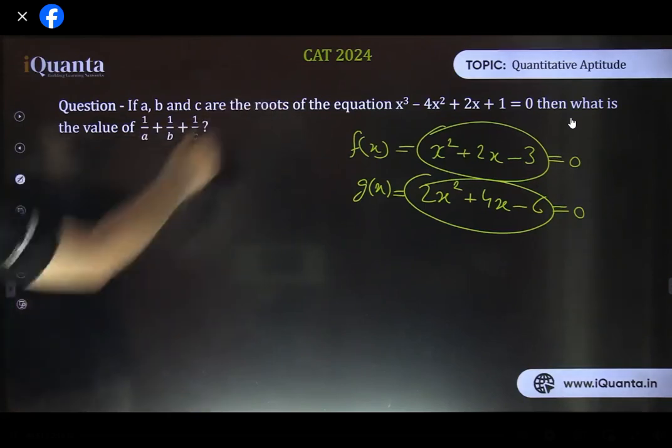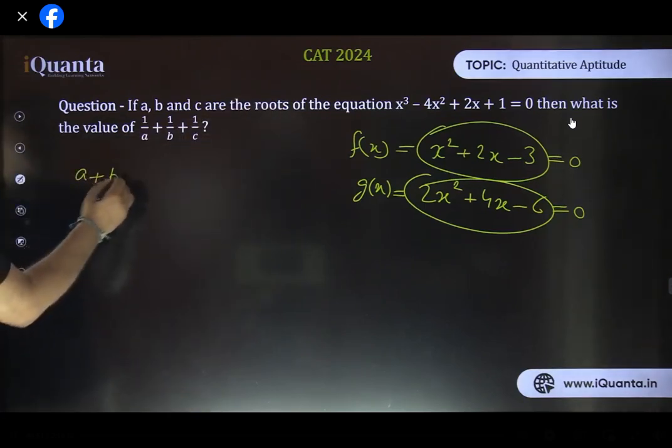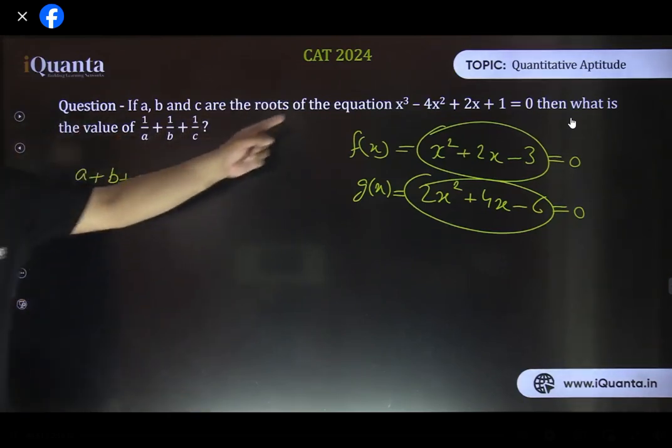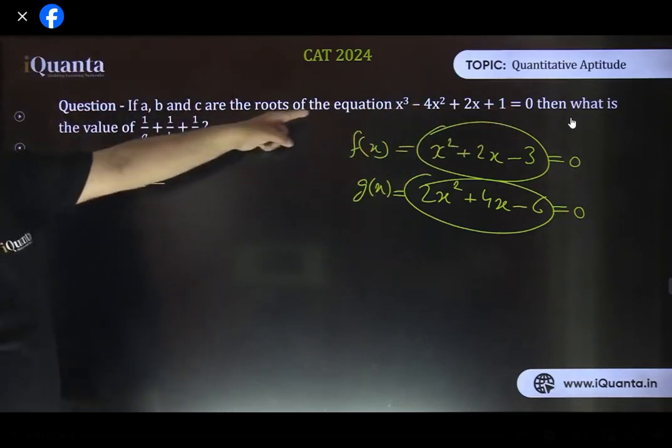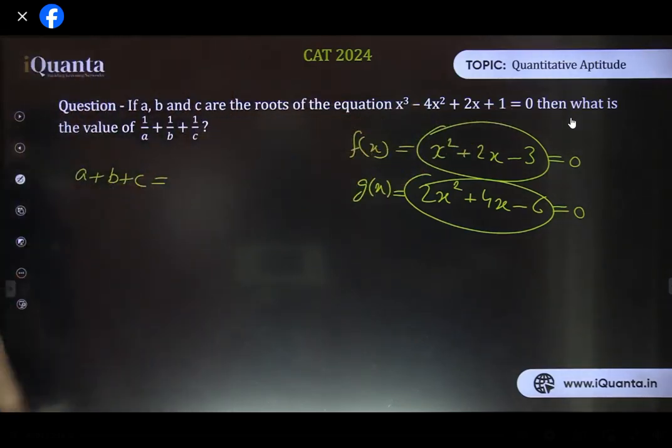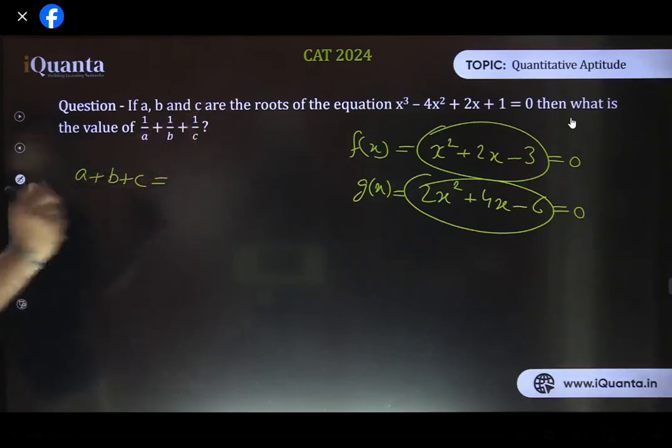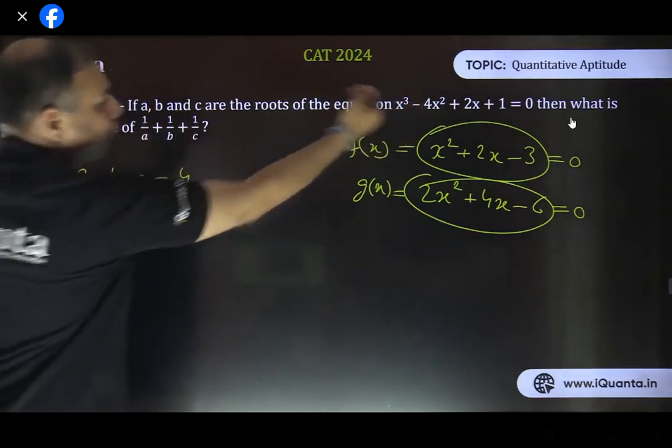Excellent. Can you tell me in this case, what is the value of A plus B plus C? I'm talking about this question now. This is the equation given, a cubic polynomial equation. So what is the value of A plus B plus C? Please tell me. That is the sum of the roots. By coefficient we can see that, right? It is 4. Negative times negative 4 by 1, that is 4.